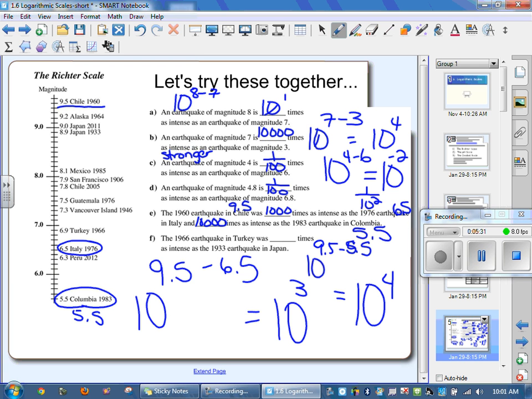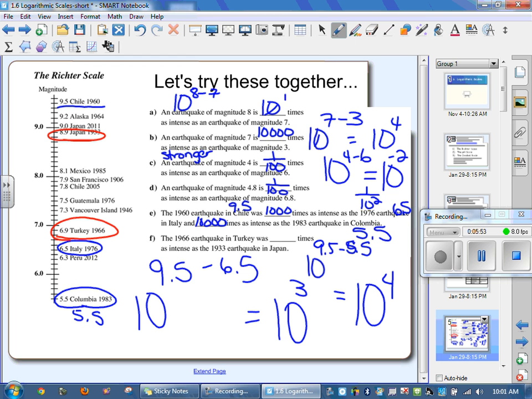It's 10,000 times as intense. Now we're going to take a look at the one in Turkey. 1966, the earthquake in Turkey was blank times as intense as the one in Japan in 1933. So let's locate those ones. Japan 1933 is 8.9, and Turkey 1966 is 6.9.